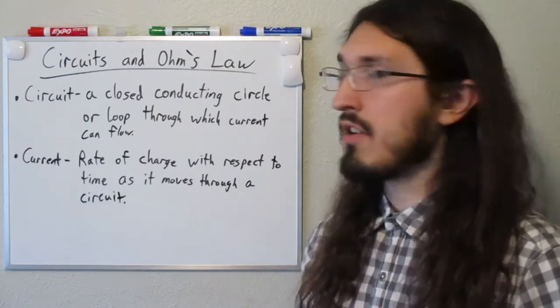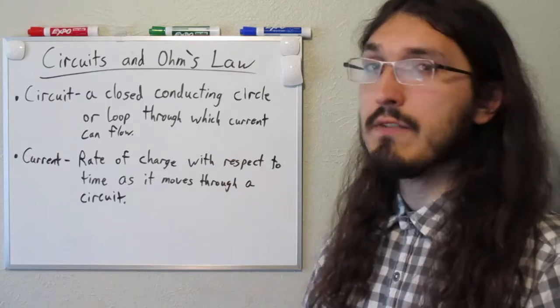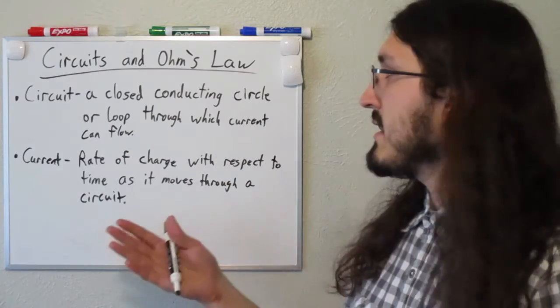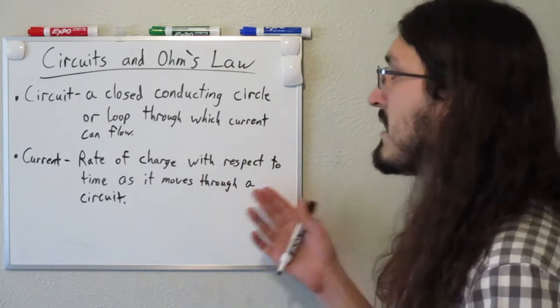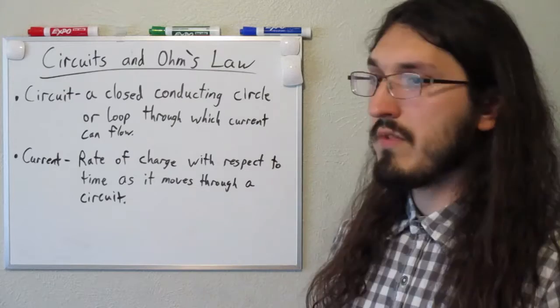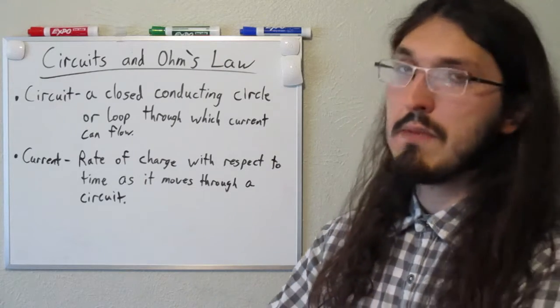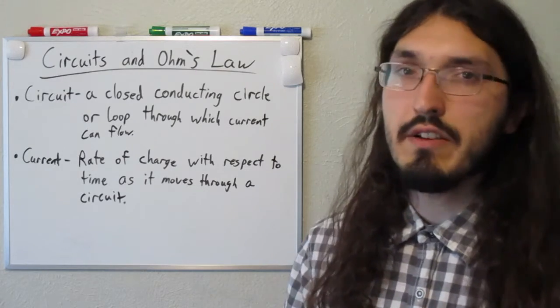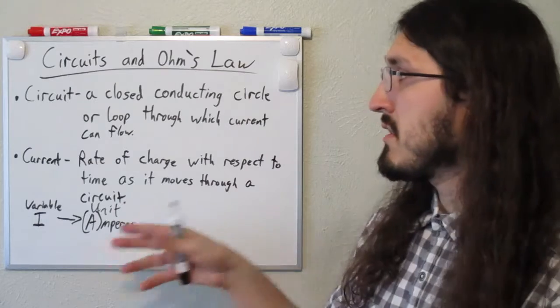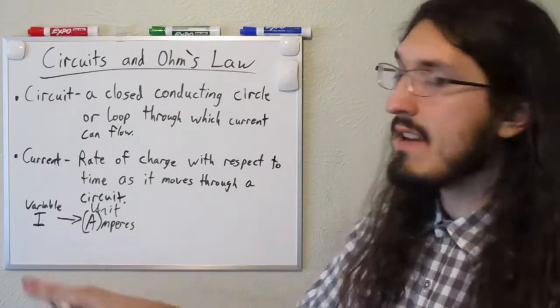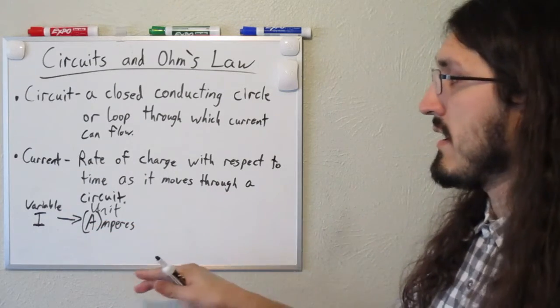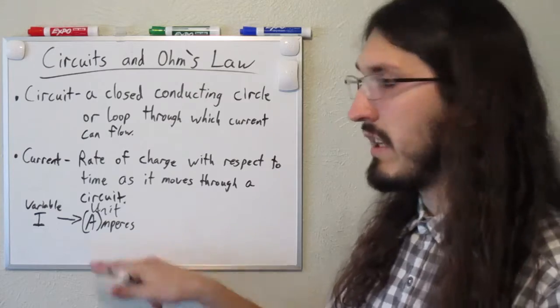Okay, I've been using the word current a lot lately, so we should go ahead and formally define what that is. Current is the rate of charge with respect to time as it moves through a circuit. So measuring how much charge moves through something in a second is a measurement of current. Okay, the variable that we use to notate current is a capital I, and the unit for current is amperes, and we use a capital A to notate that.